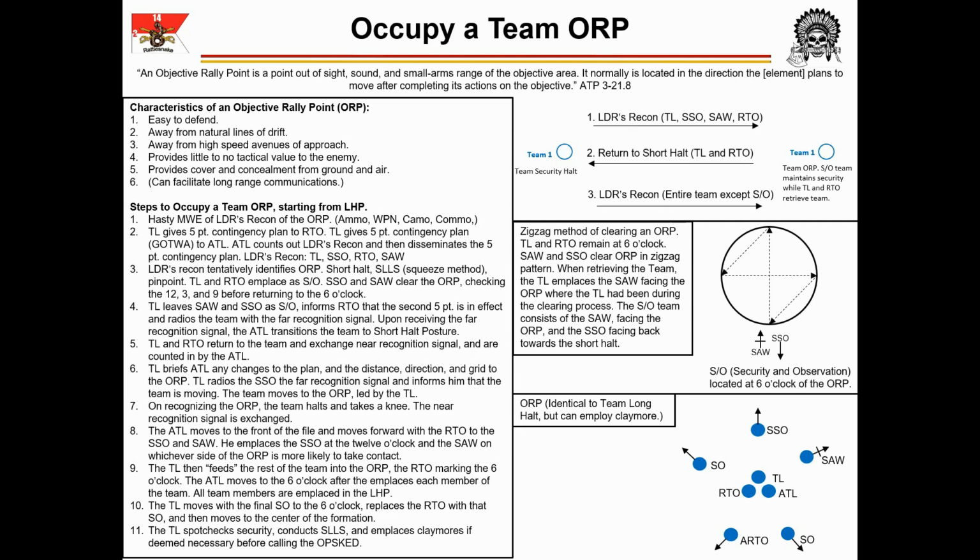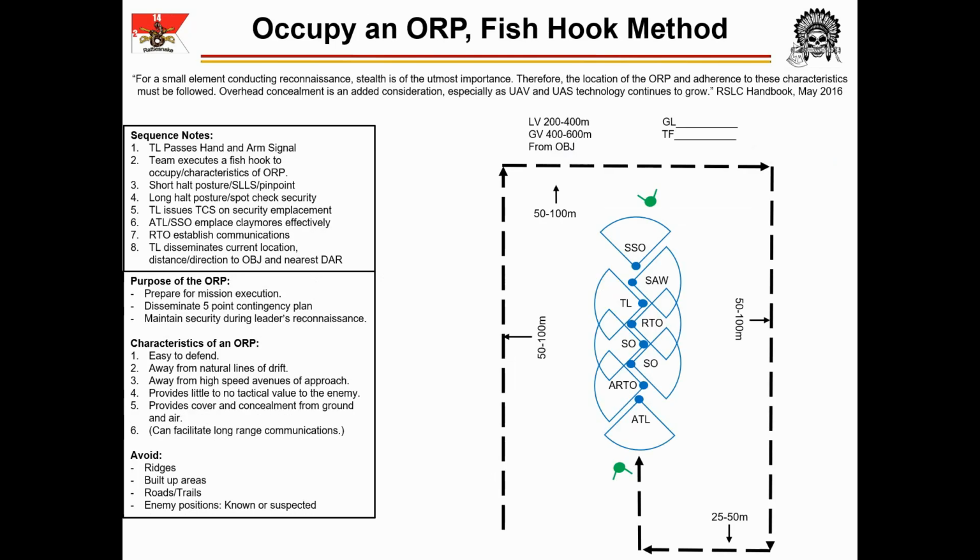If time is of greater concern, then the team leader can opt for the fishhook method. Security is reduced in this case, but speed is dramatically increased. In the case of a fishhook ORP, the team remains in file for the duration of the occupation, which ultimately resembles a zipper halt. On their approach, the team leader passes the hand and arm signal for a fishhook ORP. This same route planning technique can and should be used when moving into any halt, as it prevents the team from being surprised by a trailing enemy unit.